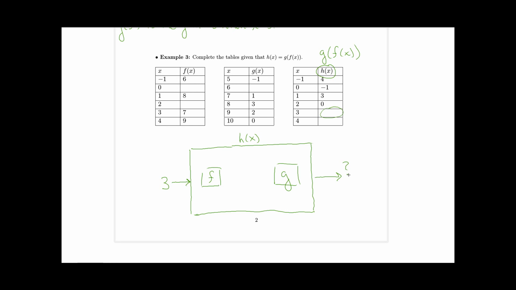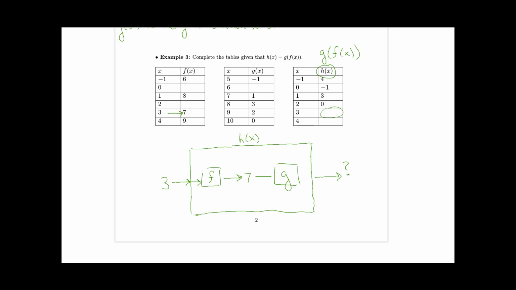Well, when 3 goes into the big composition of functions, I know that it is also going straight into f. Do we know what f does to 3? Well, yes, we do. We know that f takes 3 and turns it into 7. So out of this inside part of this function, I know 7's got to get spit out.